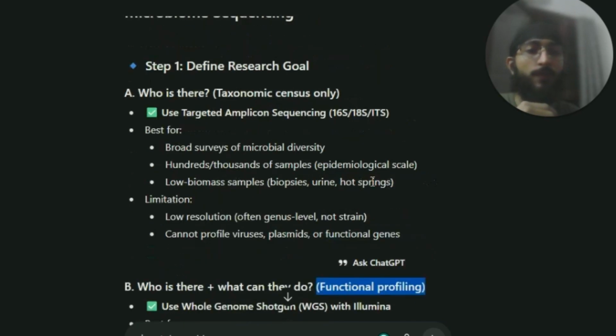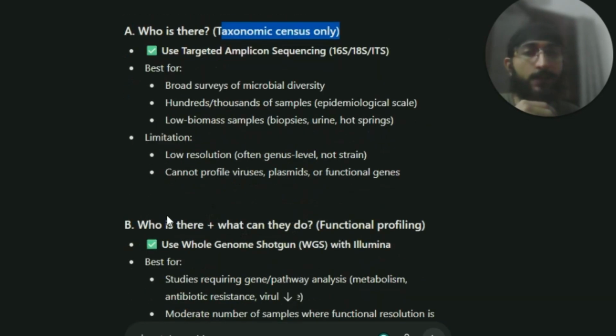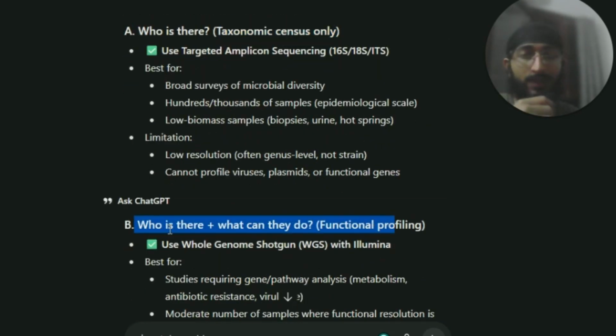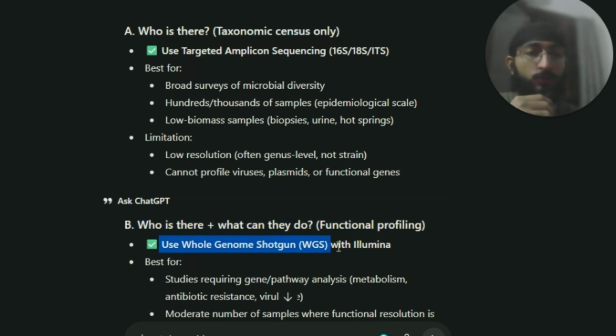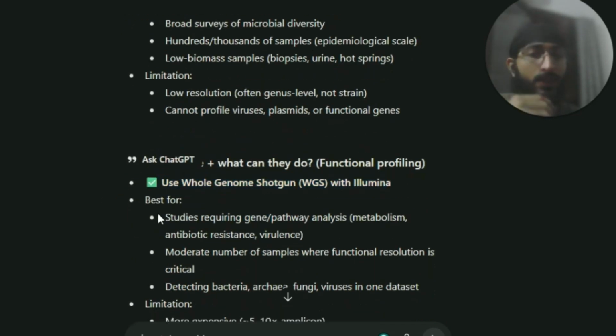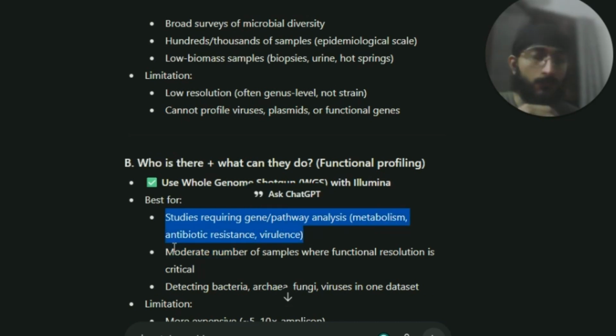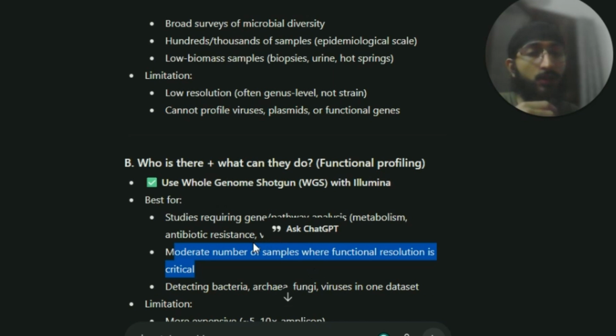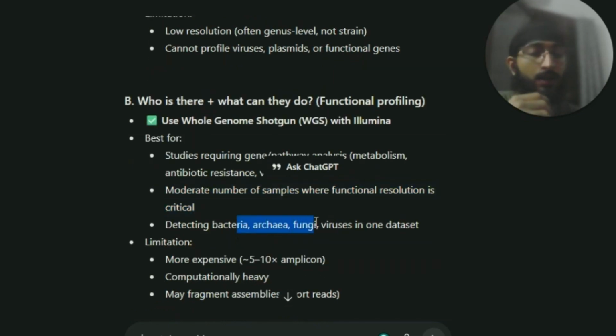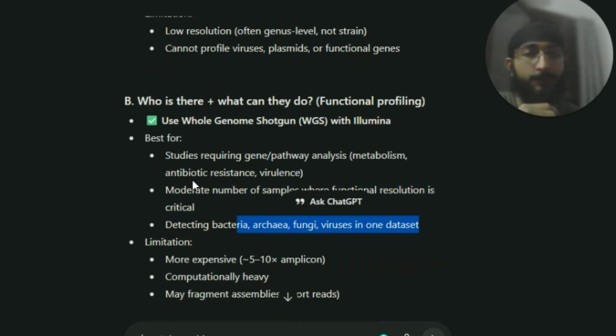So functional profiling. First we did taxonomic profiling, then we do functional profiling, who is there and what they can do. So use whole genome shotgun, WGS, with Illumina. This is best for studies requiring gene pathway analysis, metabolism, antibiotic resistance, virulence. Then moderate number of samples where functional resolution is critical, detecting bacteria, fungi, viruses in one dataset.